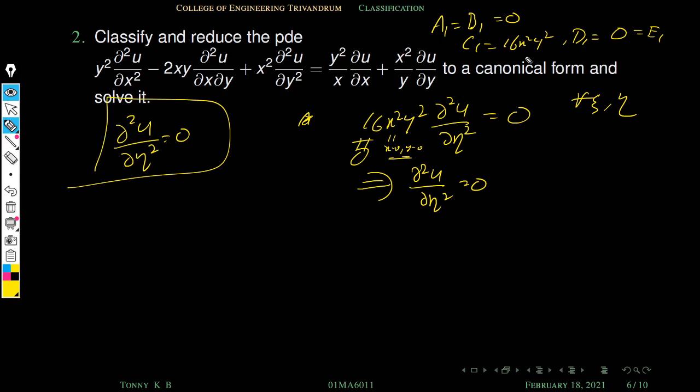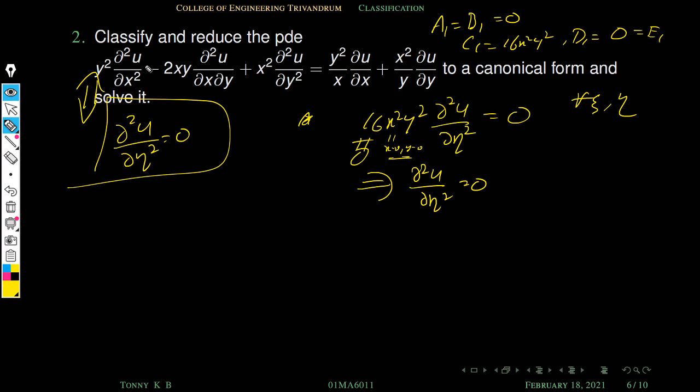After finding a1, b1, c1, you will get these values. Then we substitute in the standard form. You get this canonical form, and this expression should be 0 for all psi and eta. That is possible only when this value is 0. So that's why its canonical form is dou square u by dou eta square equal to 0. Then we can easily solve this equation. Now that means these two PDEs are equivalent.